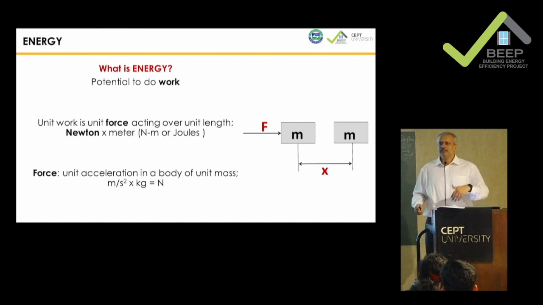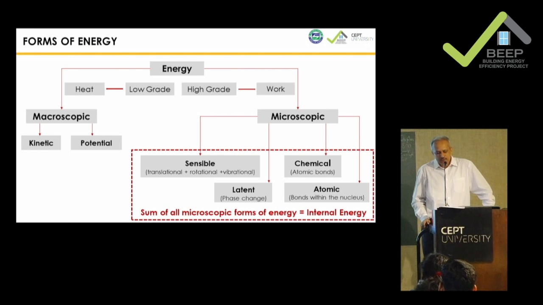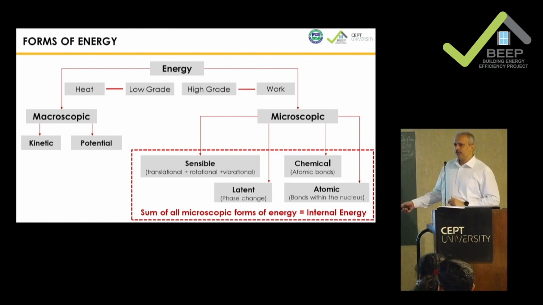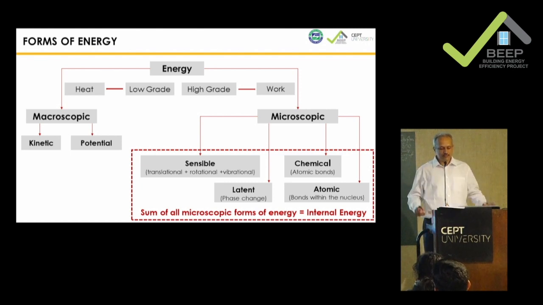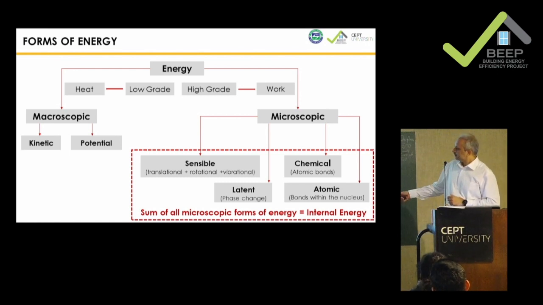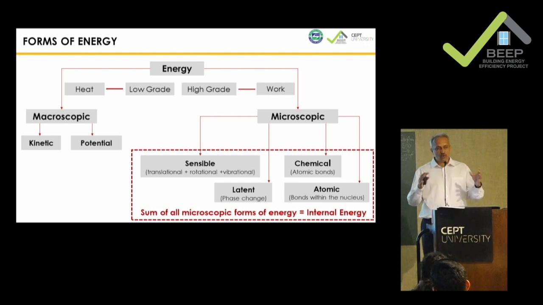I'm just making sure that there is something like newton per meter square, or meter per second square, and so on. There are various kinds of energy, or forms of energy, microscopic and macroscopic. When it comes to buildings, our focus is microscopic, which means sensible and latent energy. And these two are, in a manner, the focus of all building energy efficiency.